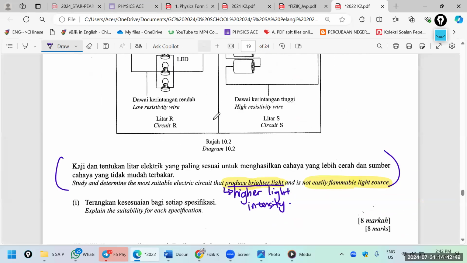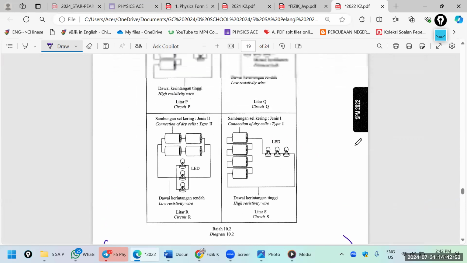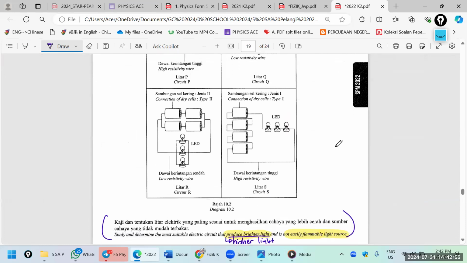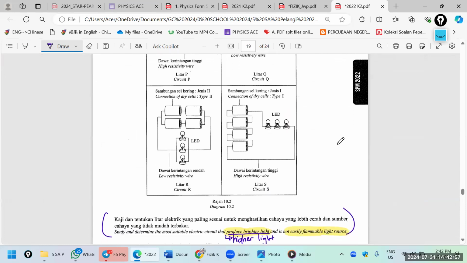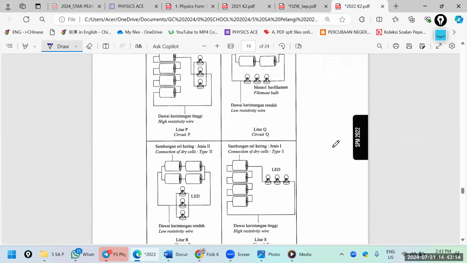Now I give you 1 minute. Which one is the best? You can discuss.